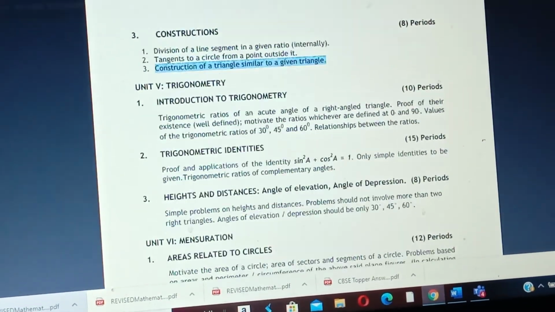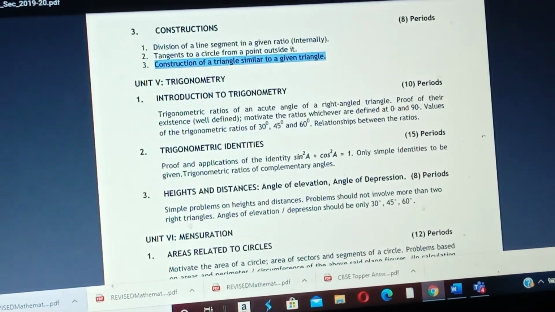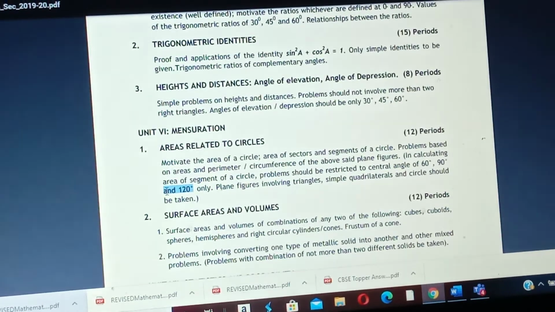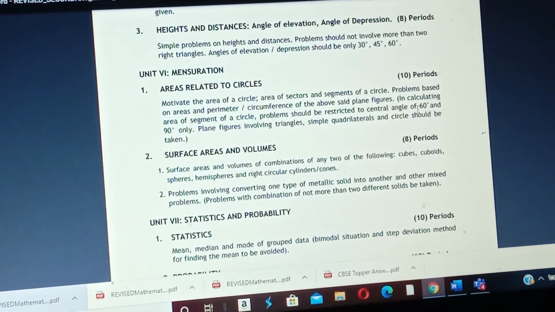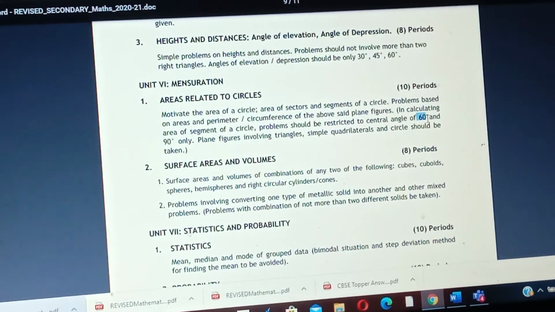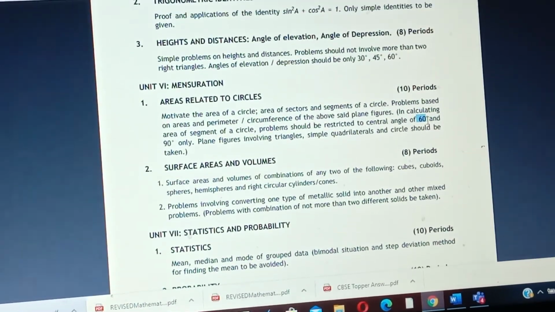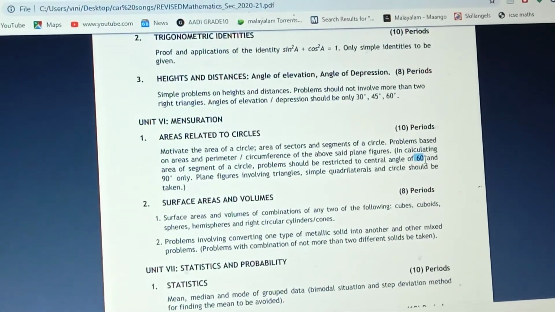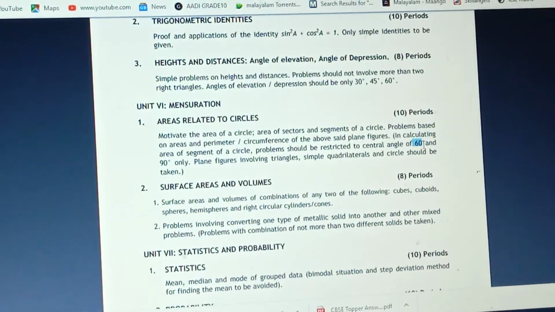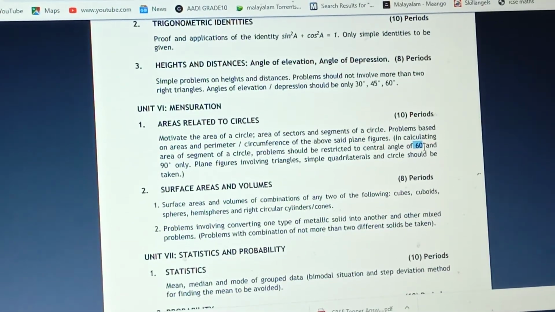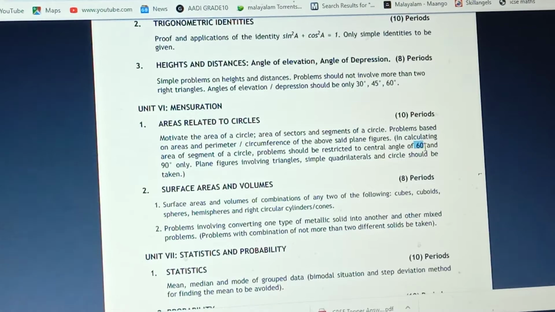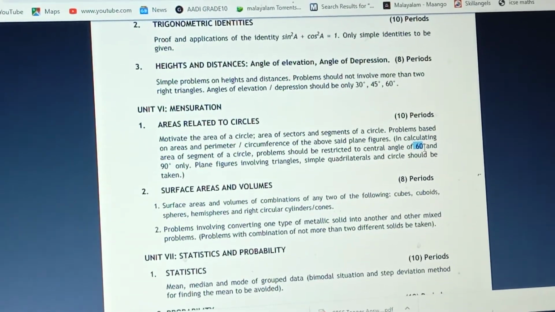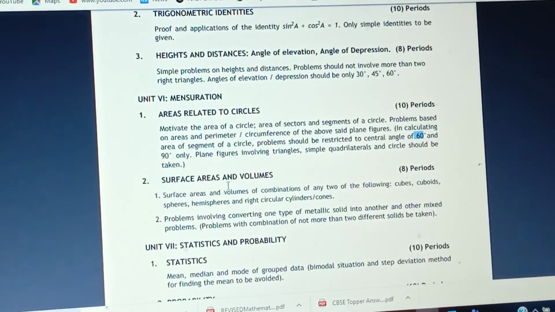I will show you here. In the previous year you had those questions. See, 120. So this part you will not see this year. It is only 60 and 90. 120 is removed. I see only one question, which is on page number 228, example number 3. That has a 120 degree question. So that question will not be coming this year. Other than that, any question related to that will not be there. So that is areas related to circles.